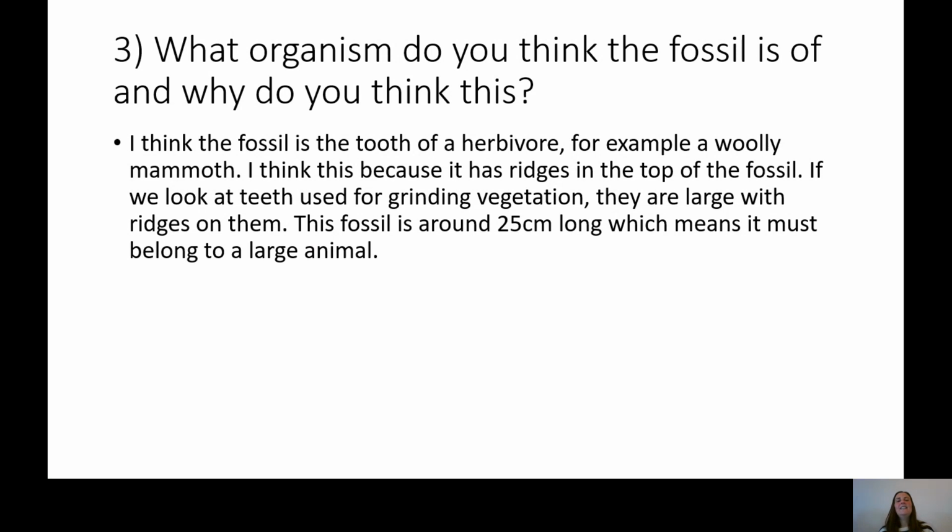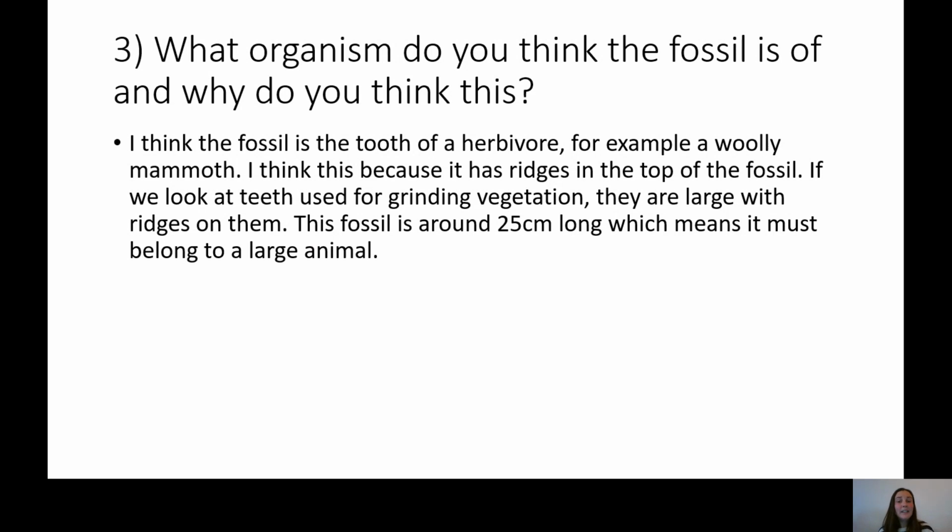And finally, this is the interesting bit. What organism do you think the fossil is of, and why do you think this? So I gave a few suggestions at the beginning, and you might have some other ideas of what my fossil is. But I'm going to go with the fact that I think the fossil is a tooth of a herbivore, for example, a woolly mammoth.